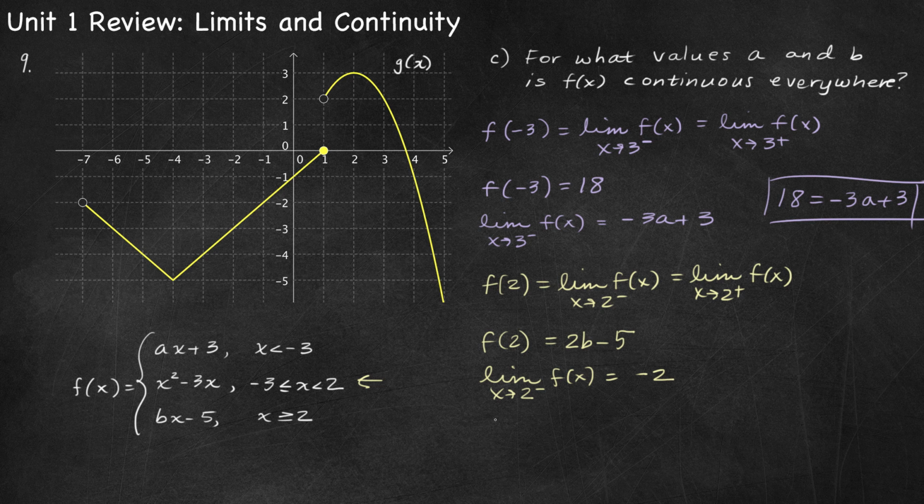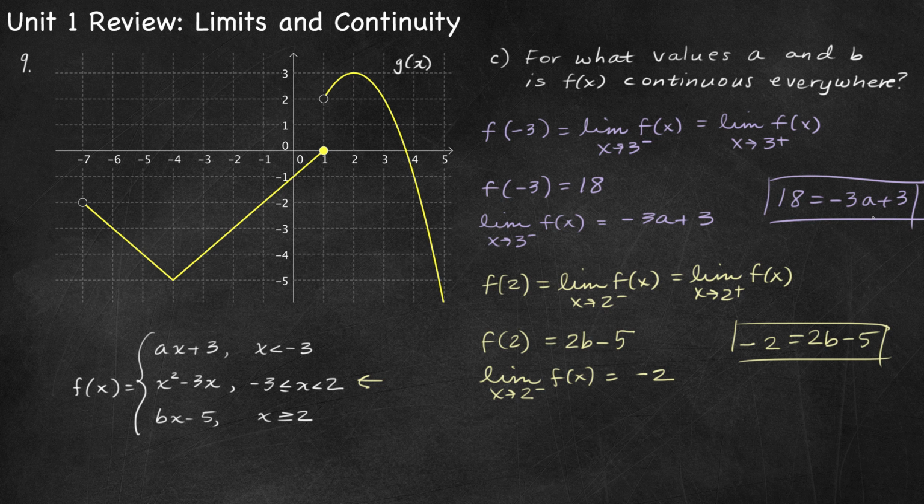The limit as x approaches 2 from the right will be in the bottom piece. Substitution again will give us 2b minus 5. So we need -2 to equal 2b minus 5. Now each of these equations only has a single variable, so we don't need to solve this as a system. We just need to solve each one of these equations.